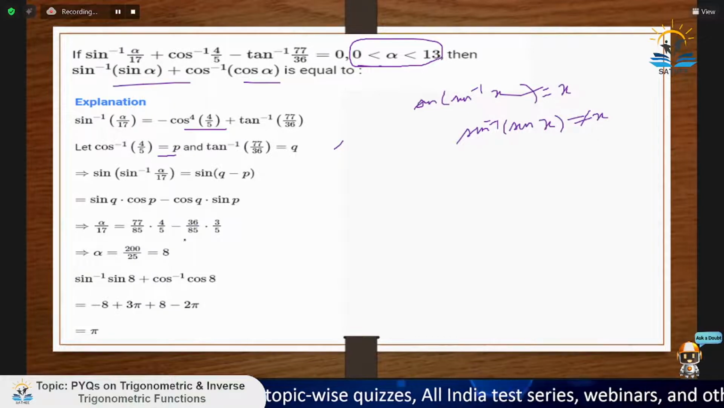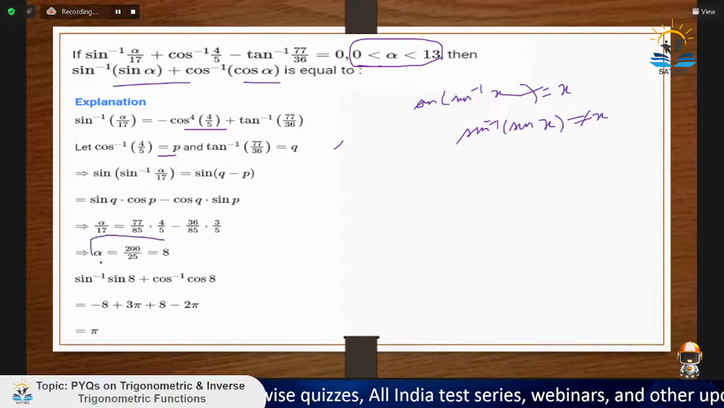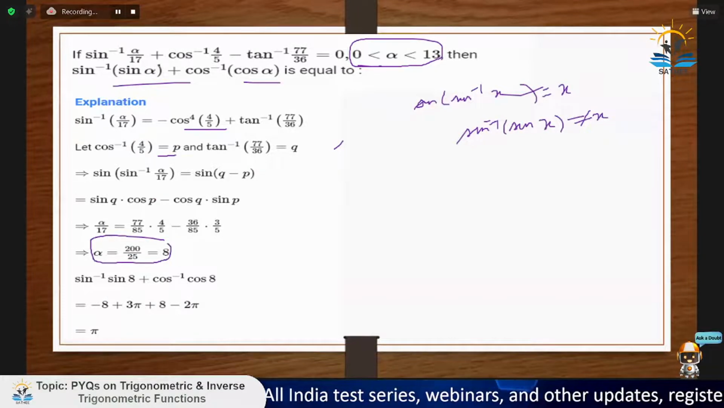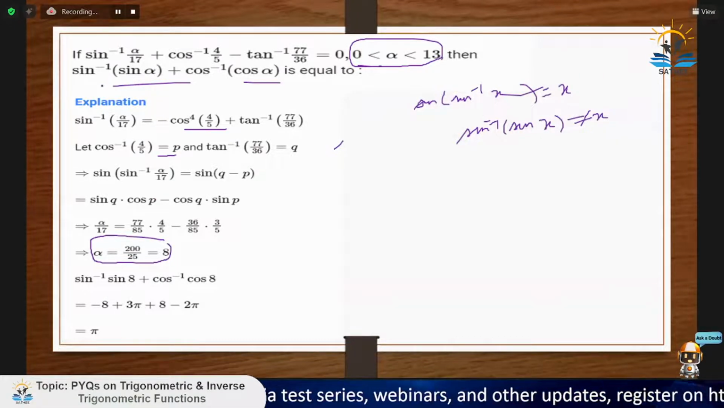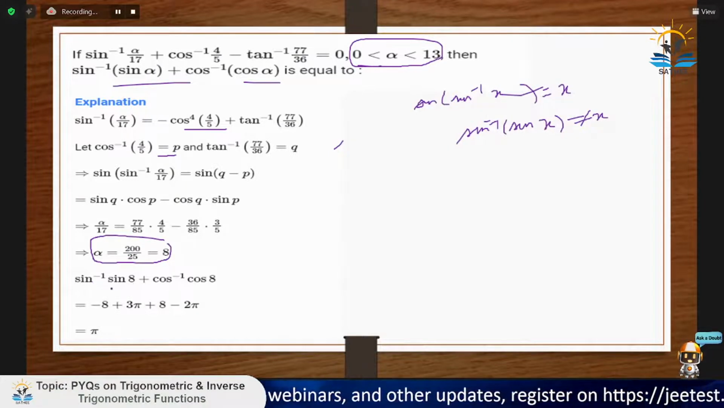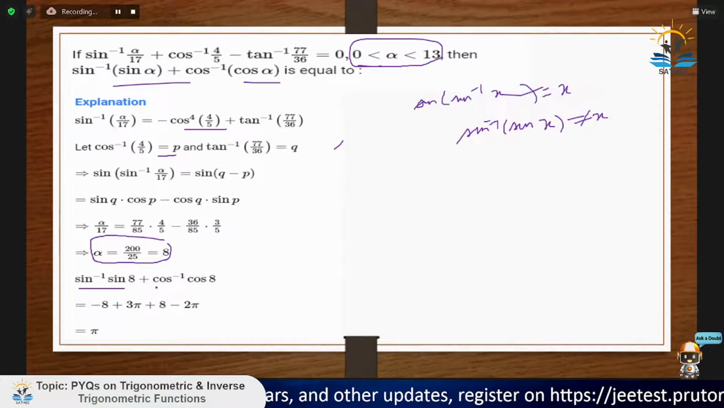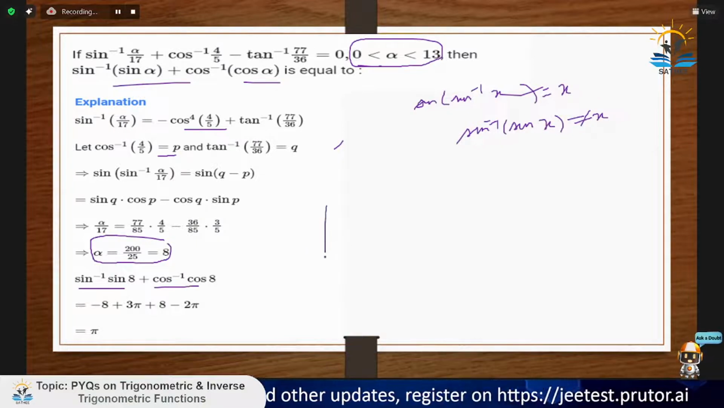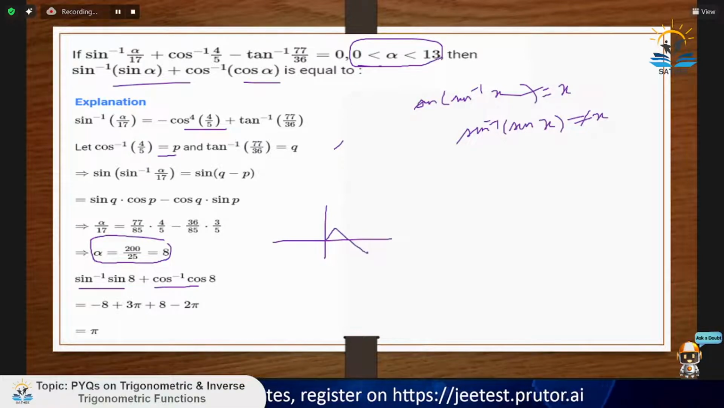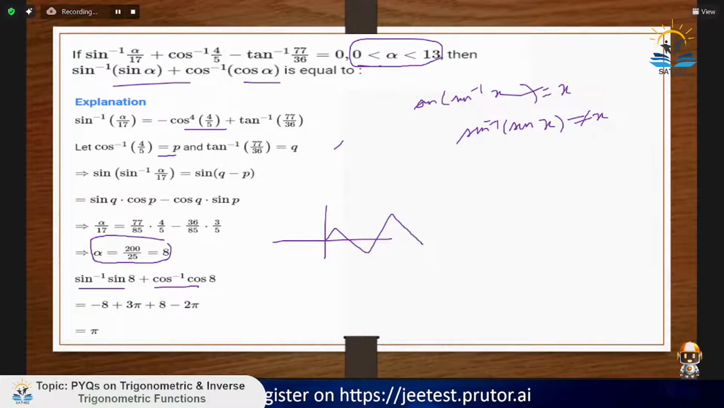So alpha by 17 is equal to this thing. From there you can calculate the value of alpha. Now alpha is calculated. Now simply put the value of alpha. So this thing is sine inverse of sine 8 plus cos inverse of cos 8. Draw the graphs of the sine inverse sine x function and cos inverse cos x function, which are something like this, V-shaped graphs, this type of graphs. Similarly for cos, and then search for the value 8.